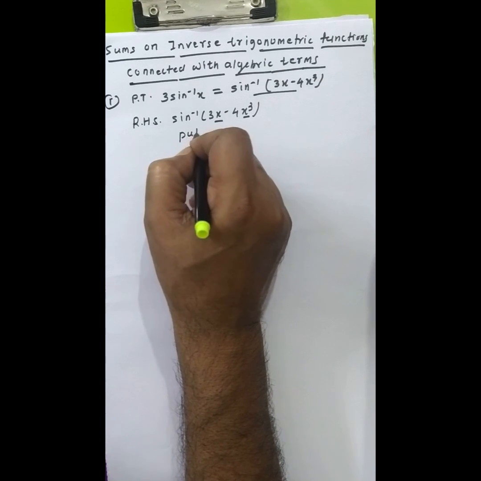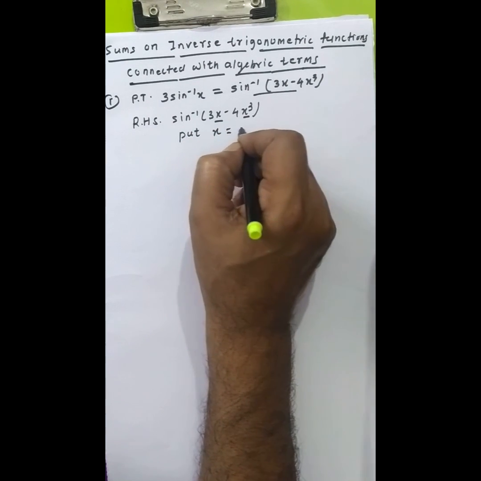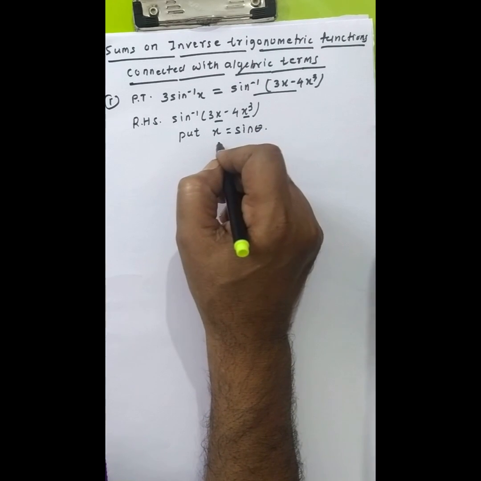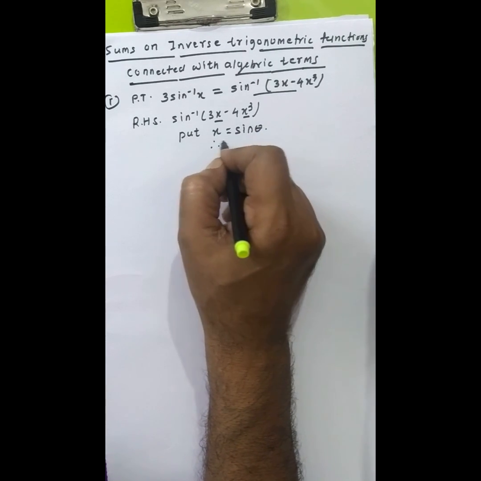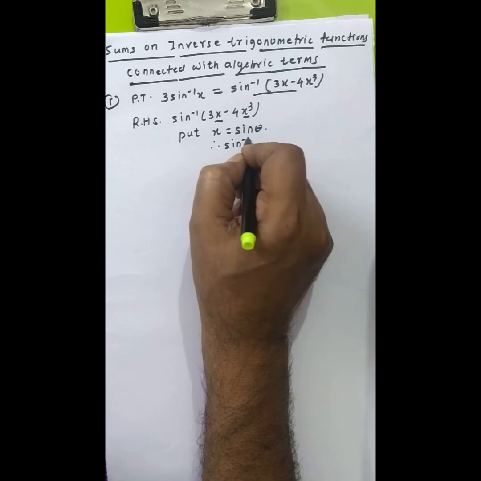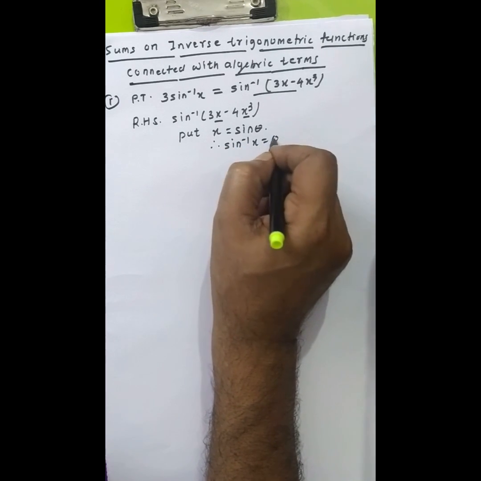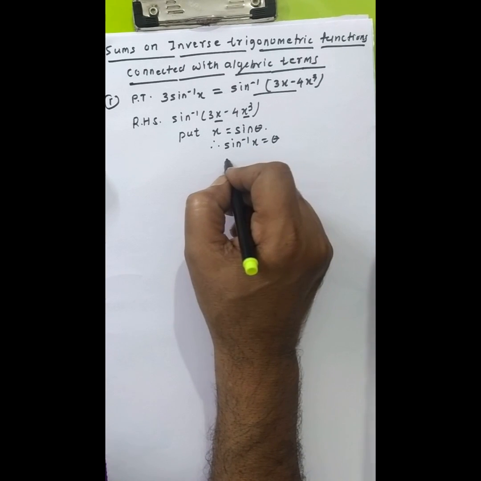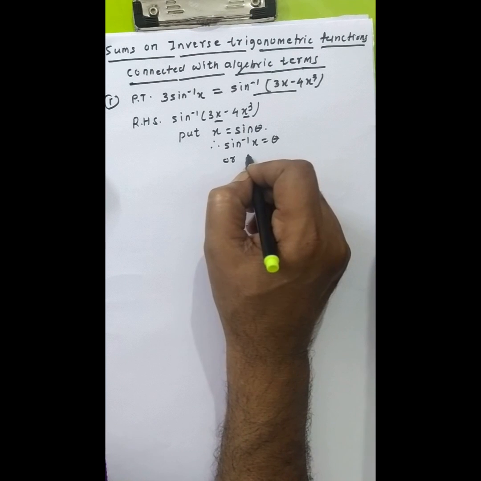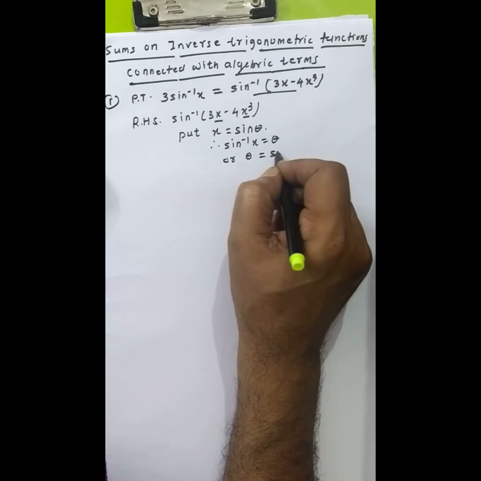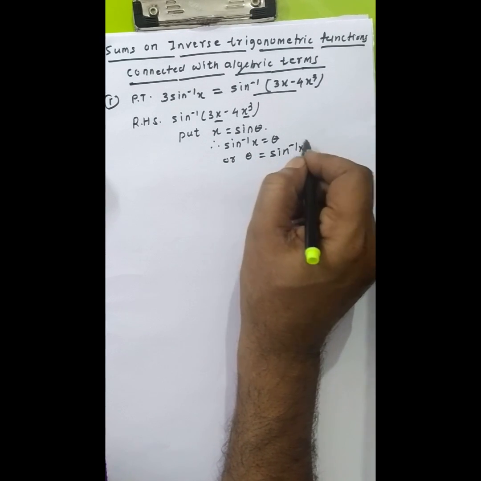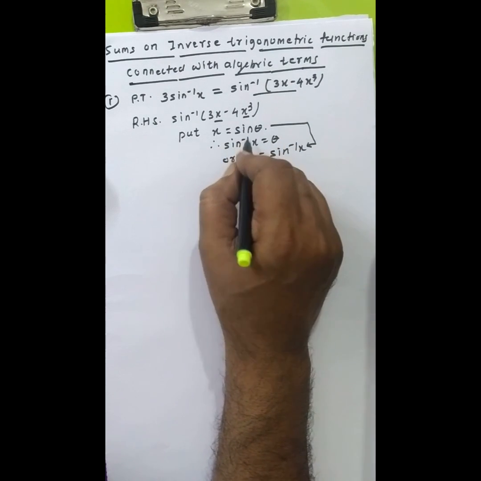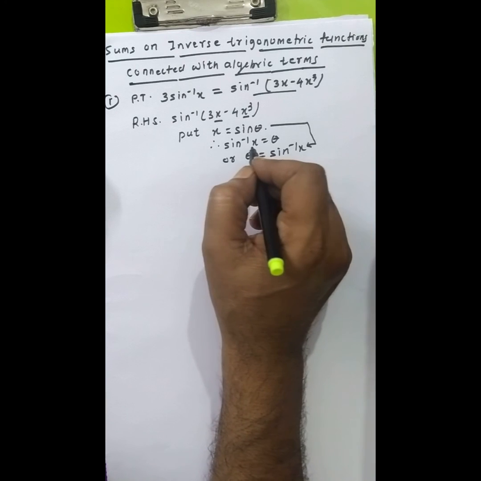Put x is equal to sine theta. So what will be the value of theta here? Therefore sine inverse of x equals theta. This is by using the definition of inverse trigonometric function, or we can write theta equals sine inverse of x. So from first to third step, in all sums we can write directly: if x is equal to sine theta, theta equals sine inverse of x.